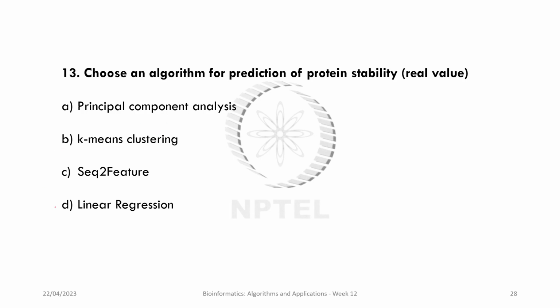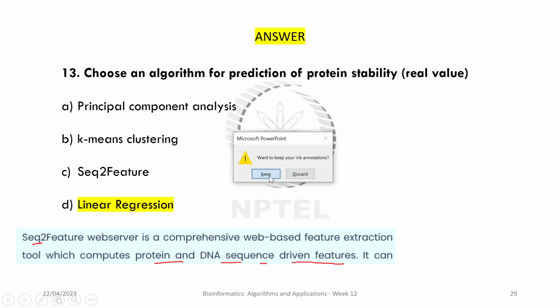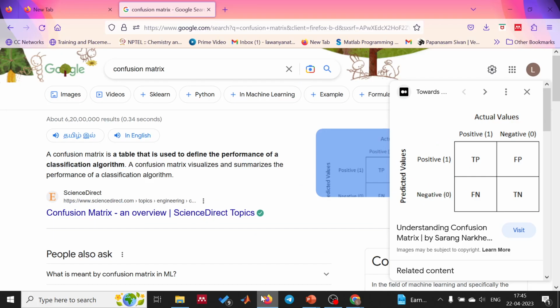Oh, so I've got 6 votes for linear regression, is it? Okay, I did not notice that. Which is right. So, for Kritika, Seq2Feature is a comprehensive web-based feature extraction tool which computes protein and DNA sequence-derived features. Personally, I haven't used that for this.